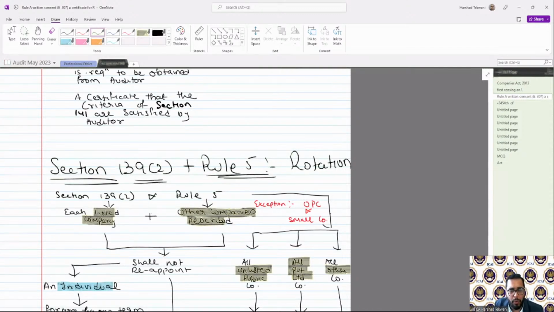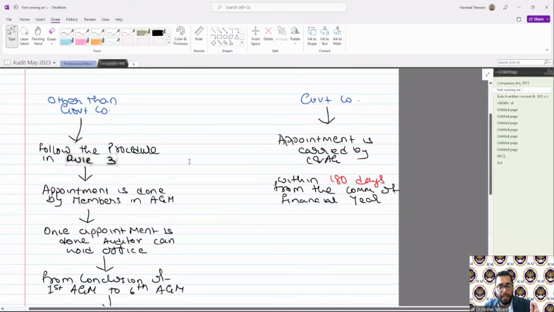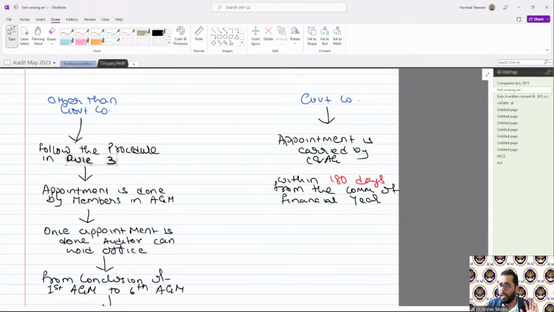Section 139(2) and Rule 5 are with respect to the rotation of auditors. And this was for companies other than the government company. For a government company, it is pretty simple: appointment by CAG within 180 days from the commencement of the financial year. I hope it is clear.